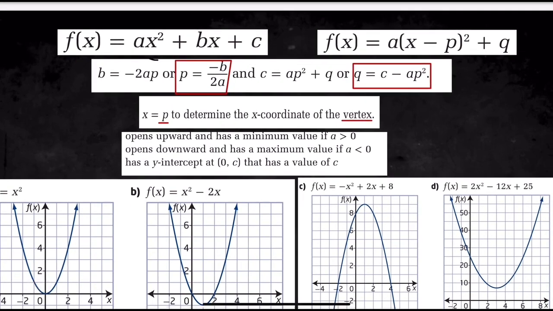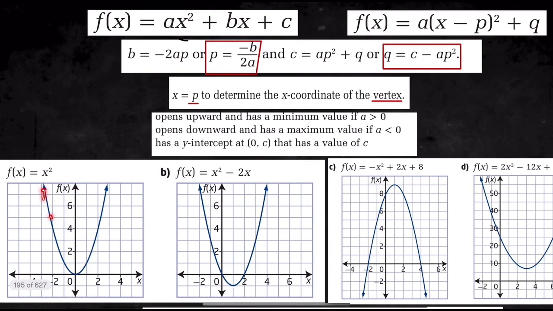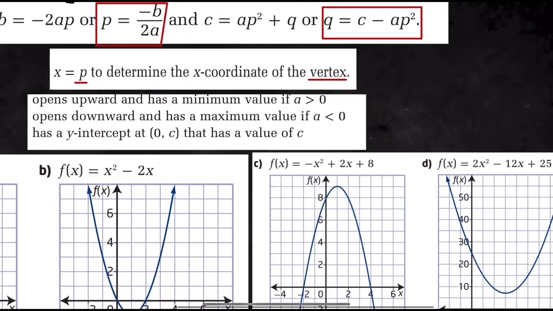For example, let's see this equation. This is the regular one, x squared, we all know it. This is x squared minus 2x, but you cannot see the vertex there. Same thing here, minus x squared plus 2x plus 8. It is the same thing, but you cannot see the vertex there. So to know your vertex, you need to calculate your P.